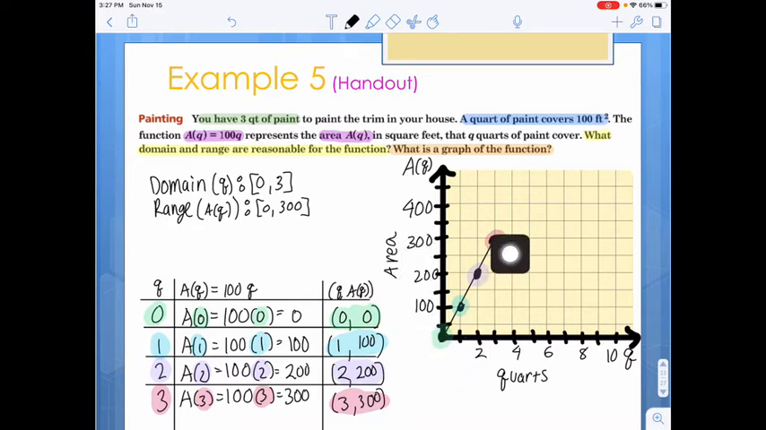And because we can use anything in between, we can draw our line. However, notice that the line does not go on forever. It indeed is just a line segment. We have no arrows at the end because we can't have 400 square feet painted if we don't have 4 quarts of paint. So the graph is just this little portion right here.